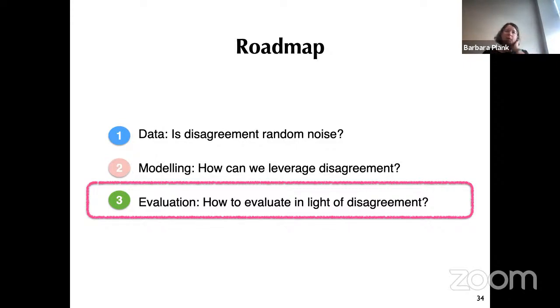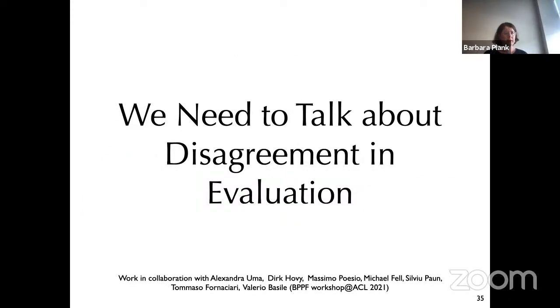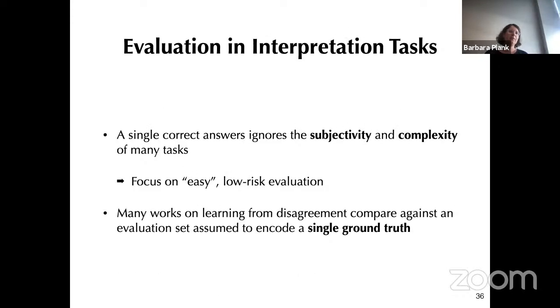So what can we do about this? And in fact, we have an upcoming position paper at the benchmarking workshop where we argue that we really need to look more into this issue, that disagreement should also be considered in evaluation. And why this? Because if we look at the literature, a single correct answer ignores quite a bit of subjectivity and complexity of tasks, right?